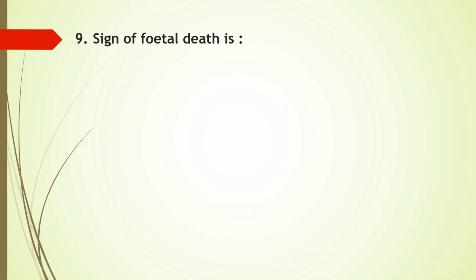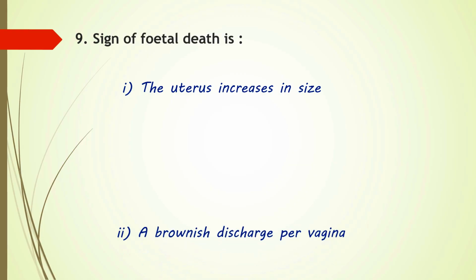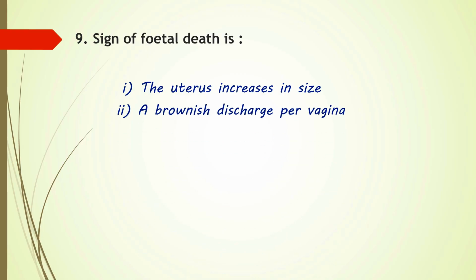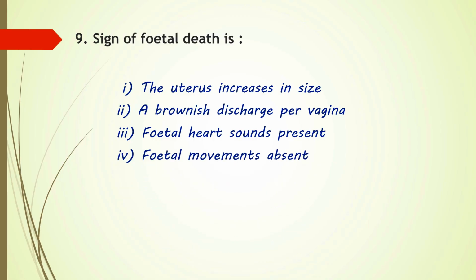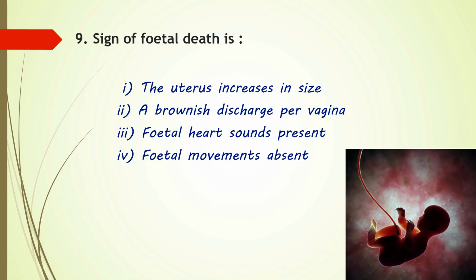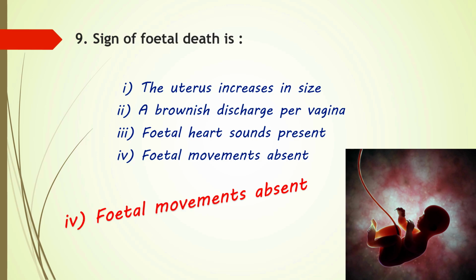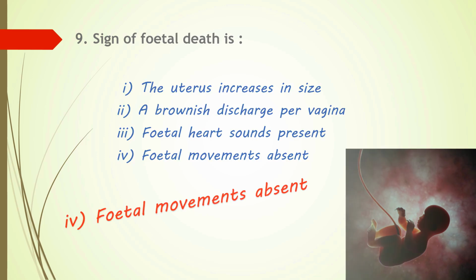Next question. Sign of fetal death is. Options are the uterus increases in size, option 2 a brownish discharge per vagina, option 3 fetal heart sound present or option 4 fetal movements absent. The primary warning sign of fetal death is a sudden slowing or the complete cessation of the fetal movement. Other potential indicators include vaginal bleeding or painful abdominal cramping. So here option 4 is the correct answer.